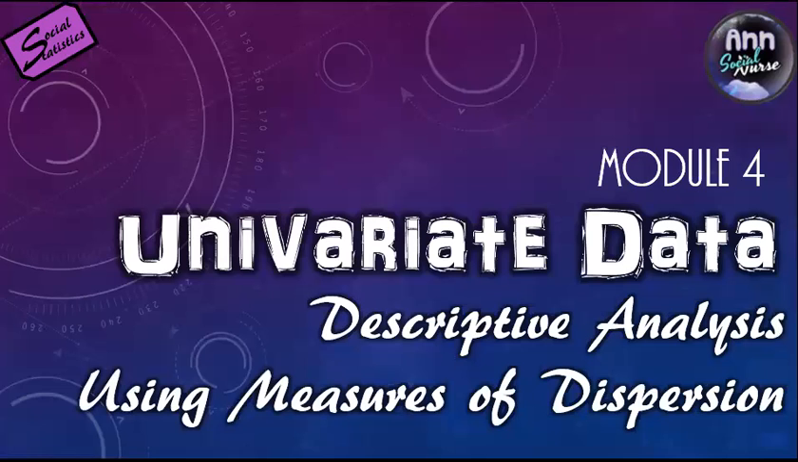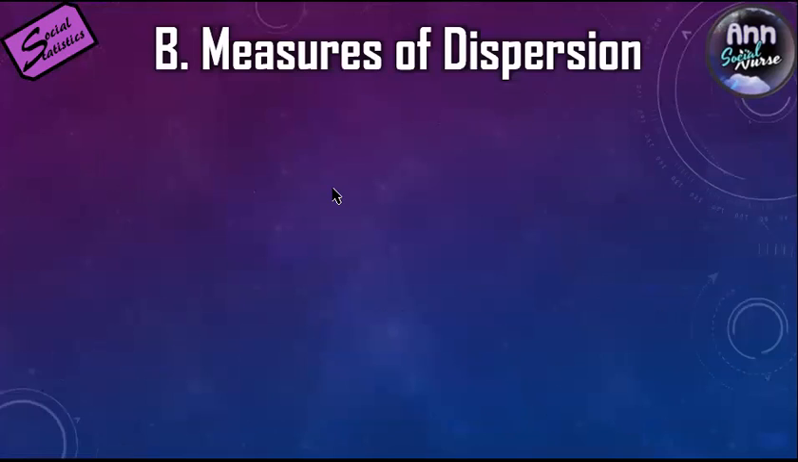This is module 4, but still in univariate data, which is still descriptive analysis of a single variable. This is now a continuation of module 3, which discussed measures of central tendency. But this is now the measures of dispersion. That's why it's labeled as letter B, measures of dispersion, because previously that was A, measures of central tendency.